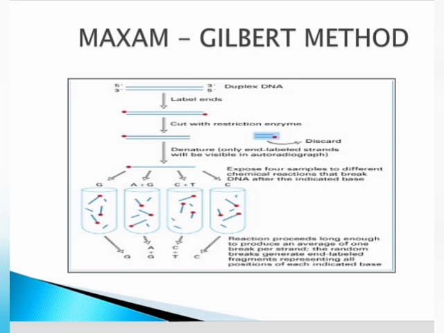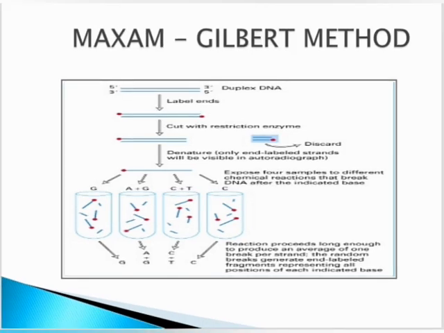The next step involves cleavage of the polynucleotide chain at specific bases. For this purpose, the polynucleotide chain is divided into four tubes. Each tube has a reagent that cleaves the polynucleotide chain at a specific site. These include guanine, adenine plus guanine, cytosine plus thymine, and cytosine. Let's talk about cleavage at guanine. The guanine is methylated by using dimethyl sulfate. When the methylated guanine is treated with hot pyridine, the sugar phosphate backbone gets cleaved.